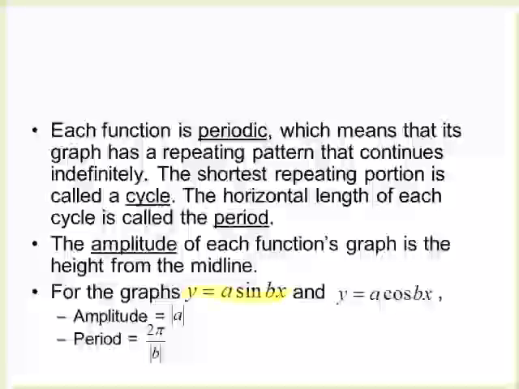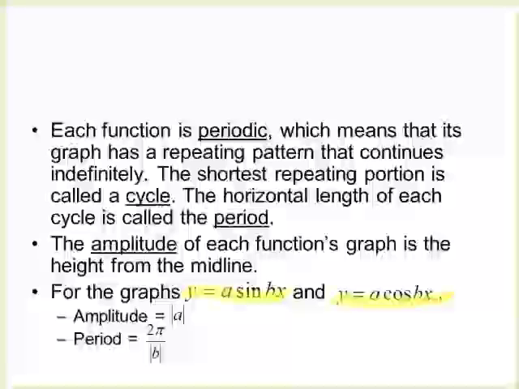So the equation is the same whether it's sine or cosine. We just switch out which trig function we have. A, which we said is related to the amplitude, is a multiplier in front of the sine or the cosine. So if you have a number in the very front of the equation multiplied by the sine or the cosine, that is the amplitude. That determines the height of the curve.